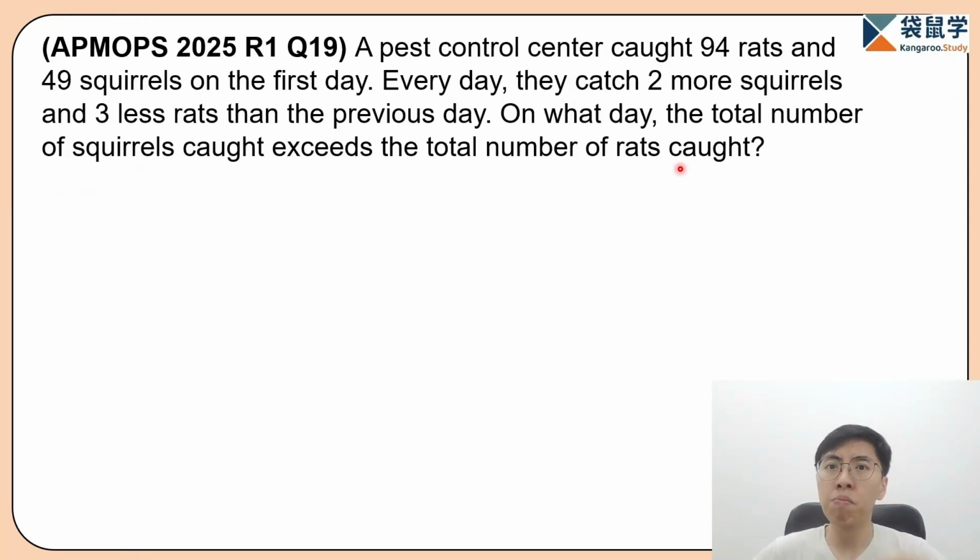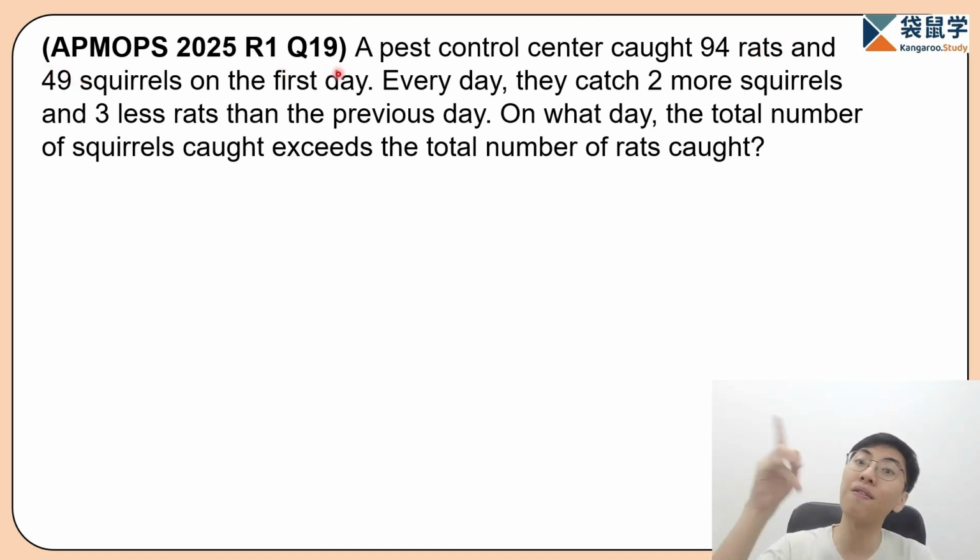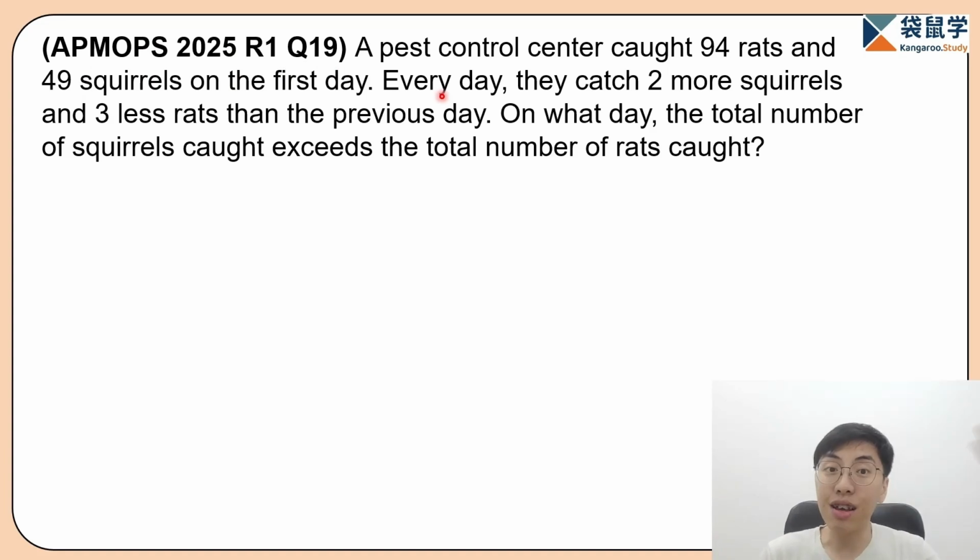The question says, a pest control center caught 94 rats and 49 squirrels on the first day. And every day they catch 2 more squirrels and 3 less rats as compared to the previous day. Now, on what day will the total number of squirrels caught exceed the total number of rats caught? So, with that being said, let us think.